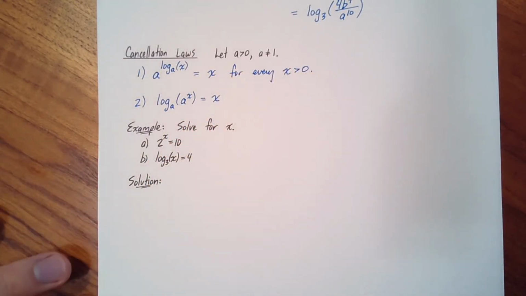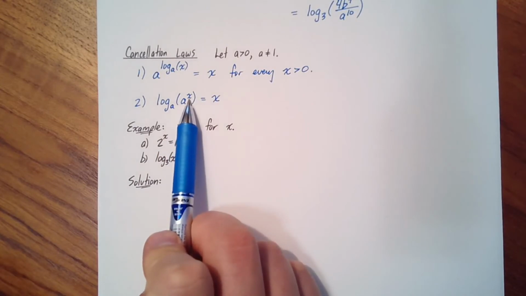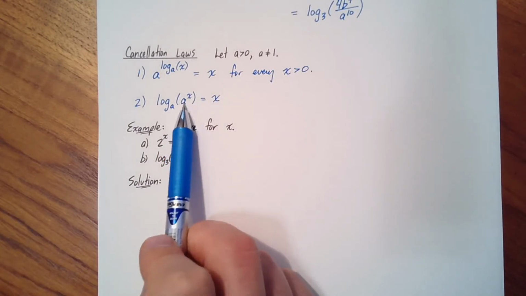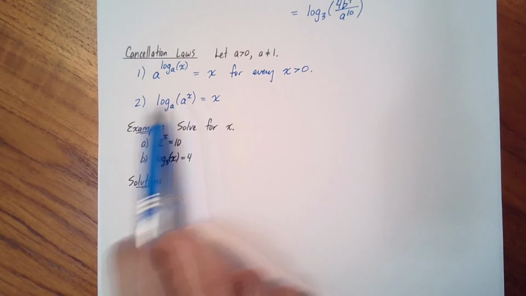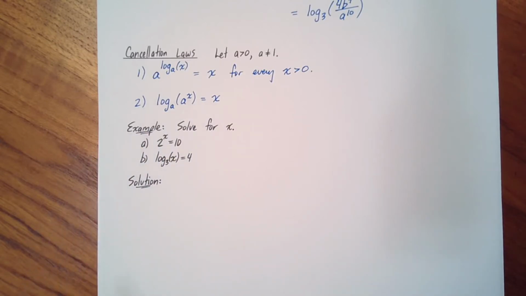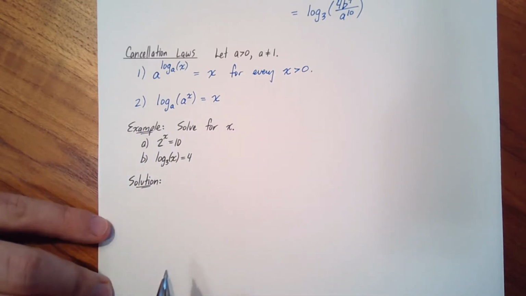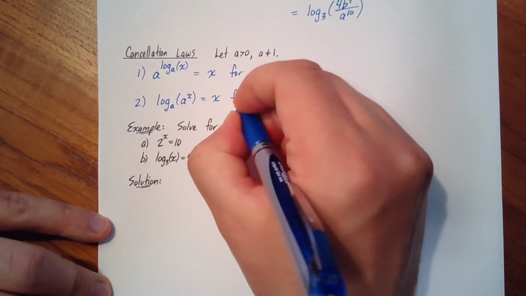And actually, since x was plugged into the exponential function first as an exponent on the a, this is actually true for every real number x. You don't even need the restriction that we put in the first cancellation law. So this is actually true for every real number x.